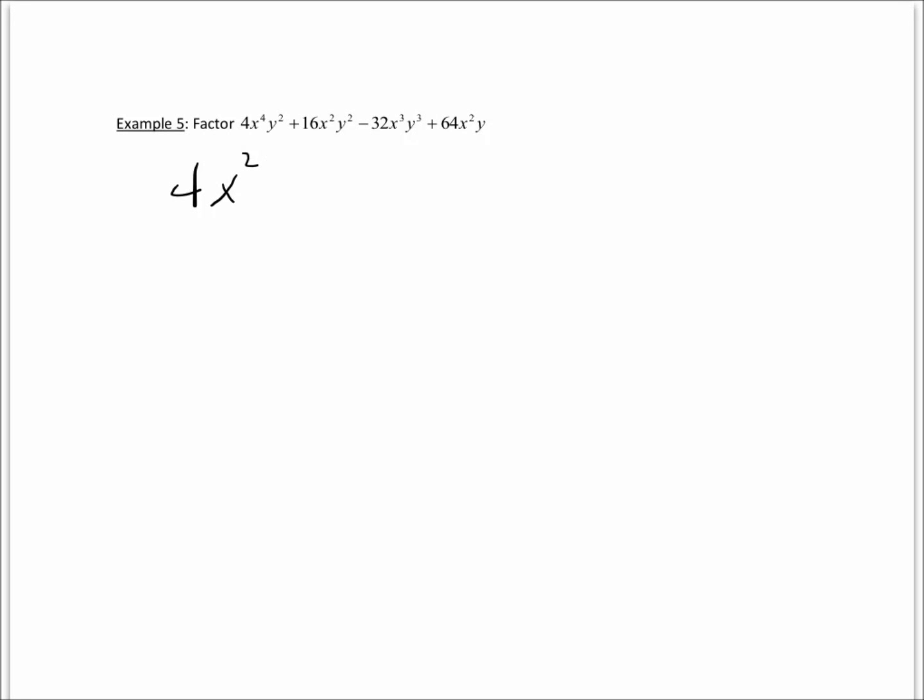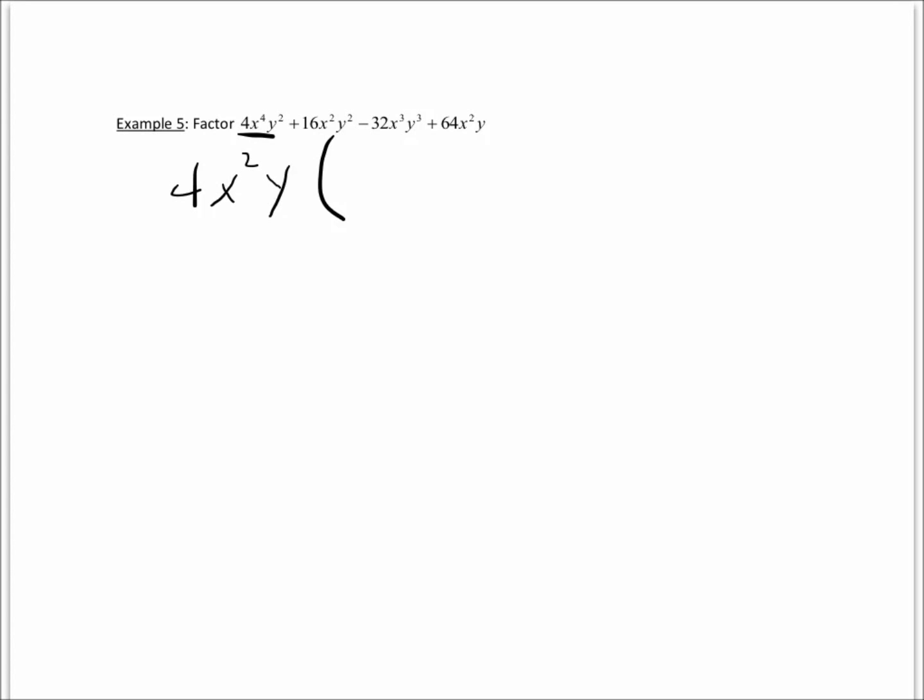Now it's time to look at the y's. Y squared, 3 y's, and only 1 y. This means that what they have in common, 2, 2, 3, and 1, the lowest one there is 1, which means only 1 y is part of my GCF. So now that I've found that first part, it's now time to write what's left.